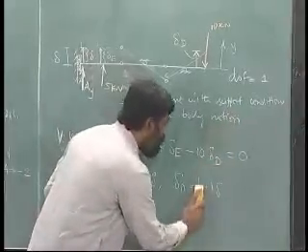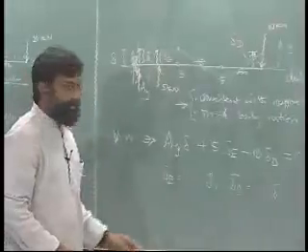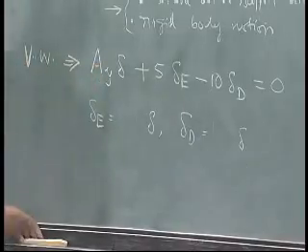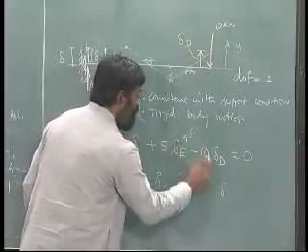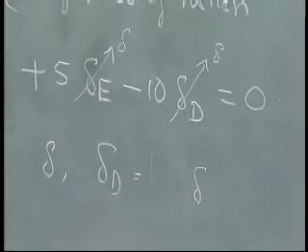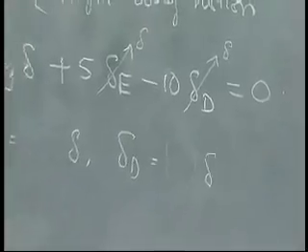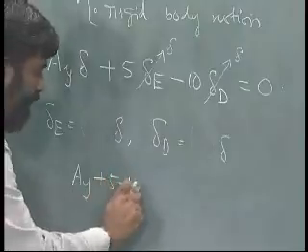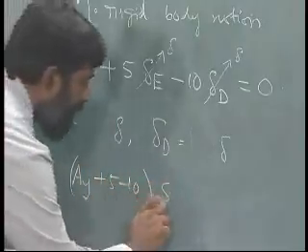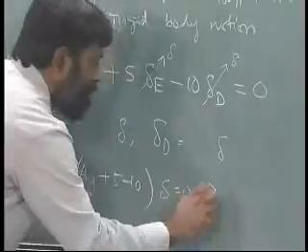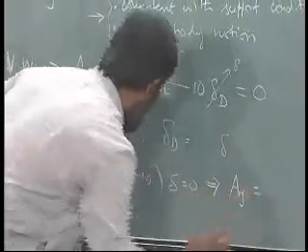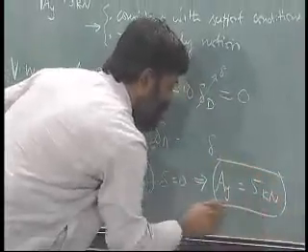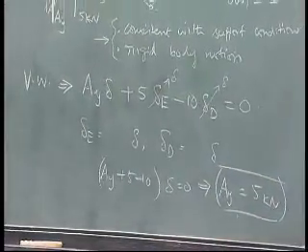Delta A, it is 1 time delta A. Okay, remember positive, this is positive, this is positive. Now it is very simple, I just have to take this to be delta, this to be delta, and I get the answer immediately. So I have AY plus 5 minus 10 times delta equals 0 implies AY equals 5 kilonewton. All right.